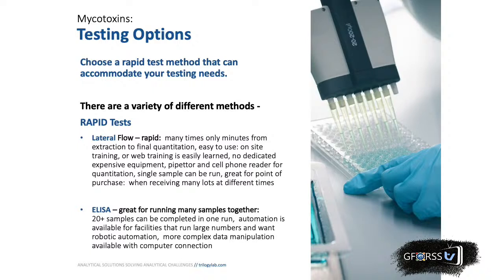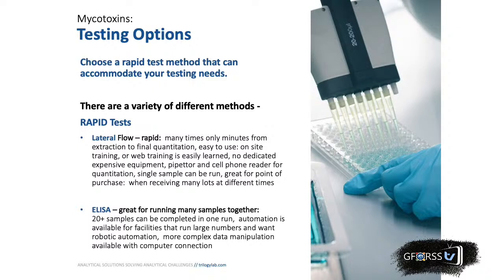There are a variety of different methods. Let's talk a little bit about two rapid tests. First, we'll talk about the lateral flow methods. These methods use a small plastic device that can be read as a single sample. These devices have many benefits. First of all, they are very rapid. Many times, it's only minutes from the extraction of the sample to the final quantitation.